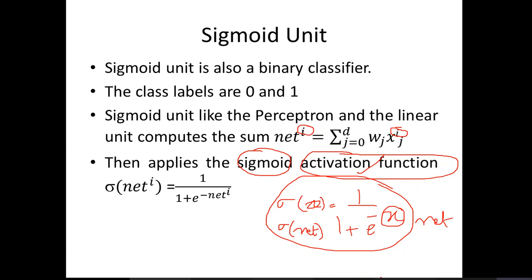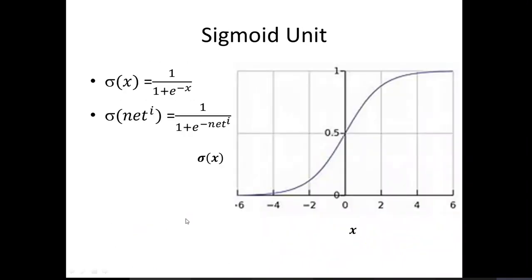And by the very nature of the sigmoid function, the output will lie between 0 and 1, as shown in this diagram. So from -6 to 6, the output value ranges from 0 to 1.